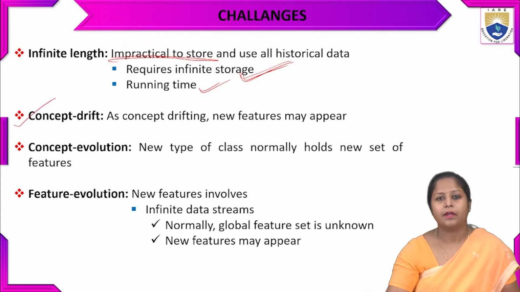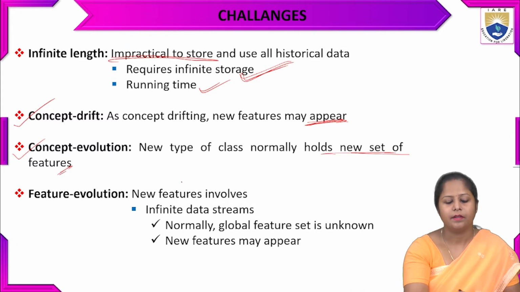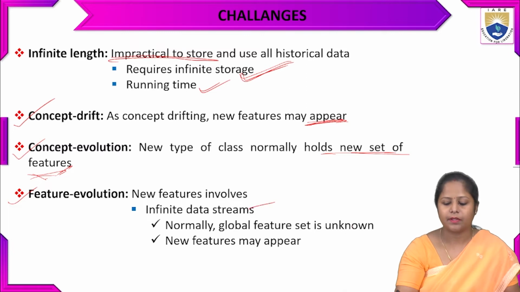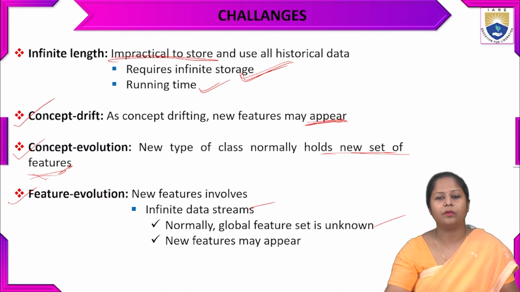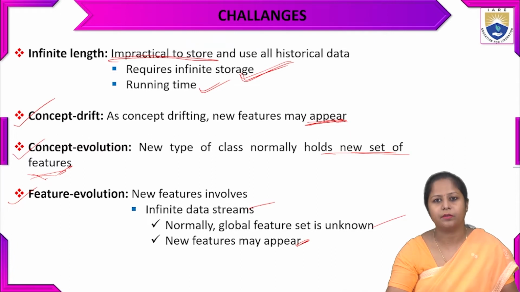Concept drift: as the concept drifts, new features may appear for this type of data stream. Concept evolution: in this, a new class normally holds a new set of features, so a new set of classes requires new types of features. Feature evolution: new features will be evolving, because data is continuous and infinite in nature. The global feature set is unknown, so new features will appear while we are processing the stream data.